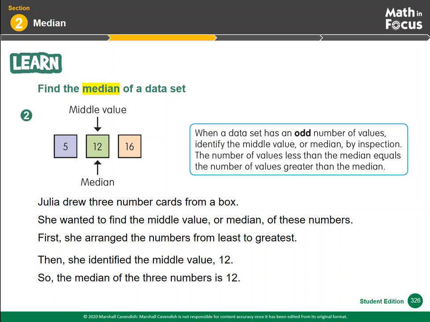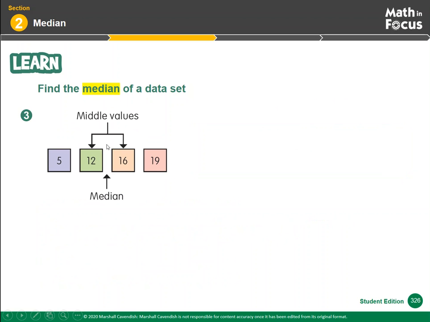When a data set has an odd number of values, identify the middle value or median by inspecting the numbers, and they're telling you here that the number of values less than the median equals the number of values greater than the median. Okay, so we had 1 that was less and 1 that was greater, so we knew that was right in the middle. That's basically what they're saying right there.